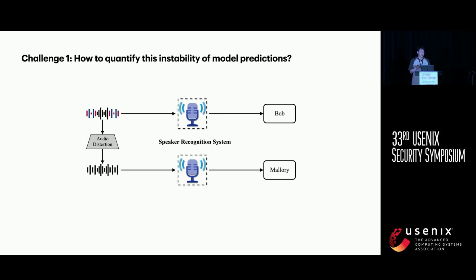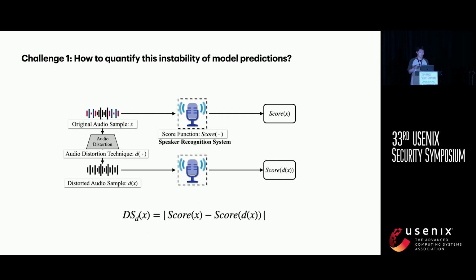To quantify the instability of model predictions, let's revisit the attack scenario again. Normally, the model prediction for an SR system not only contains the output label, but also a similarity score. Suppose we have an audio sample X and a distortion function D. This gives us two similarity scores. And actually, it's straightforward to say that the difference between these scores can reflect the instability of model predictions. Therefore, we define a difference score function to quantify this instability.